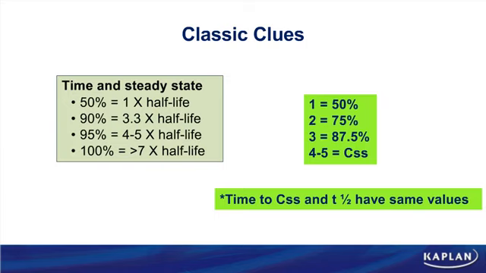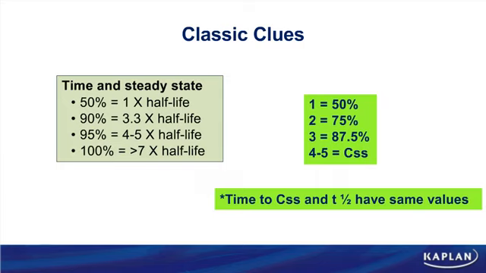I do think you need to understand a couple of basic numbers here related to time to steady state. Think about it this way. If you start at 0 and your goal is to get to 100% of steady state, the way to remember the numbers is this. Each half-life, I get halfway to my goal. So I start at 0 on my way to 100. So after the first half-life, I get halfway to my goal. After one half-life, I'm 50% of the way to steady state.